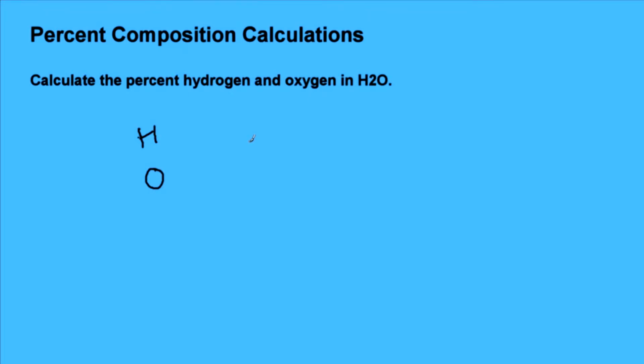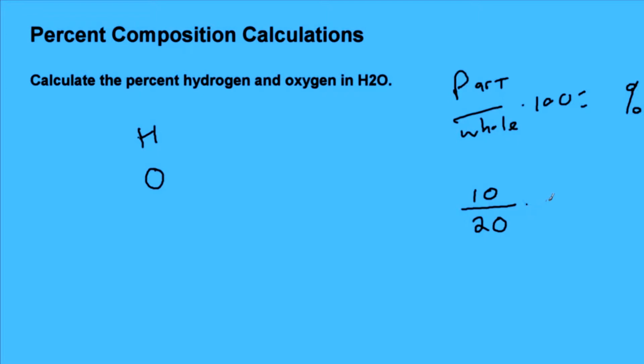So what we do is we use the molar masses to do this. As always, percents are the part of something divided by the whole, and then multiplied by 100. That will give you a percent. So let's say we have 10 boys in a class of a total of 20 students. So we just do this calculation. 10 divided by 20 times 100 is going to be 50%.